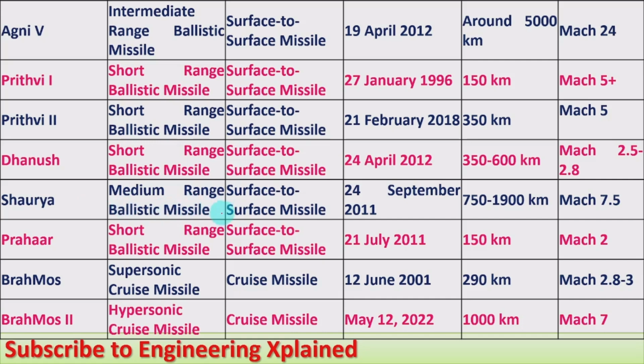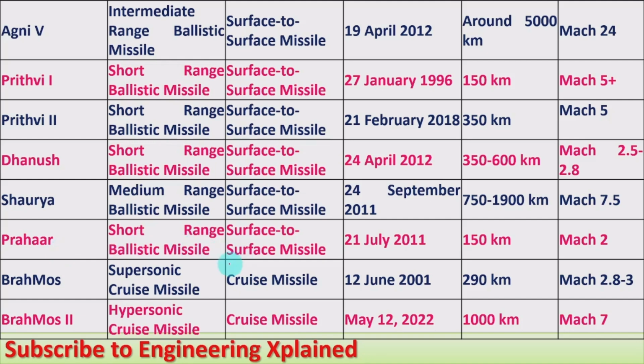Shaurya medium range ballistic missile, surface to surface missile type. It is launched on 24th September 2011. The range is 750 to 1900 km. The speed is Mach 7.5.